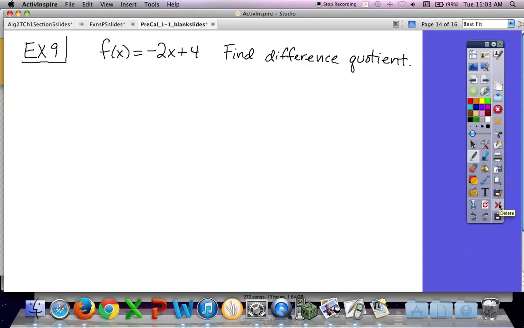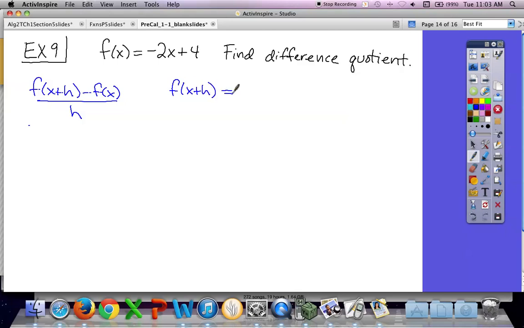this example 9 says find the difference quotient. Find the difference quotient if the function equals negative 2x plus 4. So if it's me and I'm doing this problem, I would write down the difference quotient. f of x plus h minus f of x over h. Okay. The first thing I need to do is find f of x plus h. Okay, remember, how do you find f of x plus h?